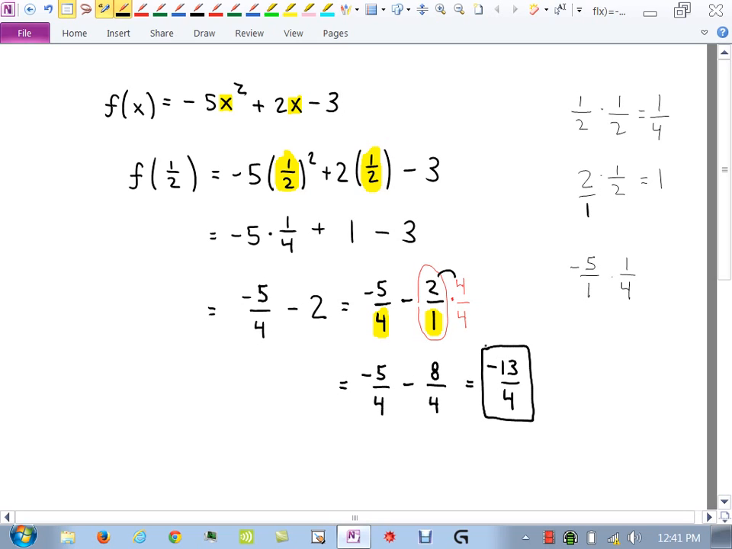The back of the book changes it over to a mixed number. Remember mixed numbers? You ask how many times 4 goes into 13. It goes in 3 times with 1 left over, so they say it's negative 3 and 1/4. I hate mixed numbers, so I don't care about that. Hate's a strong word. I don't like them. I don't encourage them, okay?